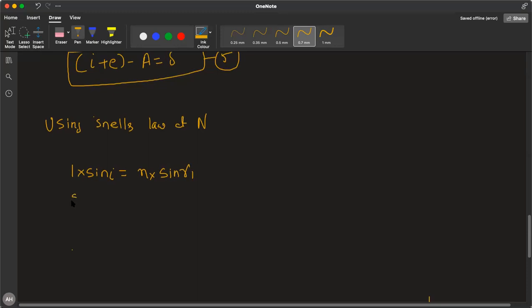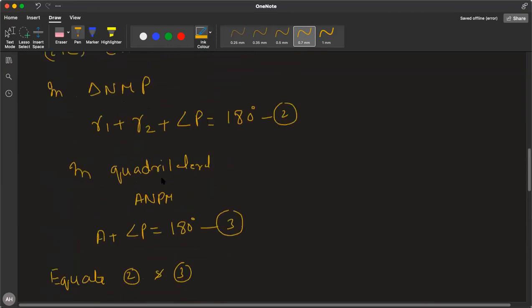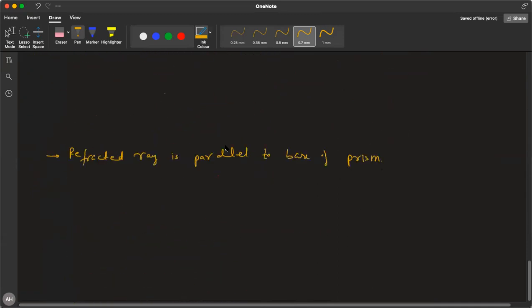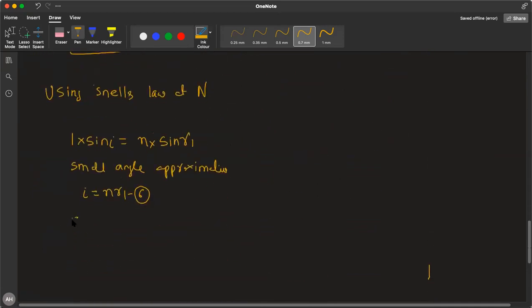If I apply small angle approximation, then I can write that I is equal to nR1. That's my equation number 6. Similarly, if I apply Snell's law over this point M, the refractive index of air is 1. Similarly, we can write that E is nR2. That is equation number 7.